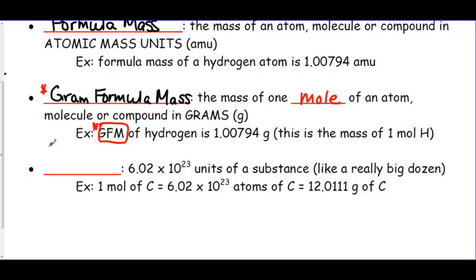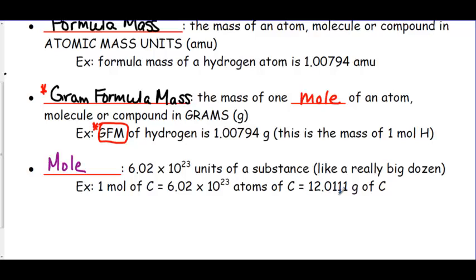So what is a mole then? This leads back to our definition from the warm-up. A mole is 6.02 times 10 to the 23rd units of a substance, kind of like a really big dozen. Obviously it's not 12. Really, really big. A dozen is an arbitrary number, so is the mole.